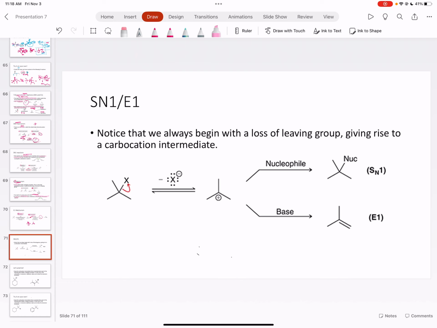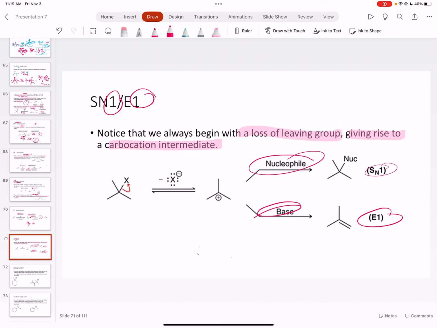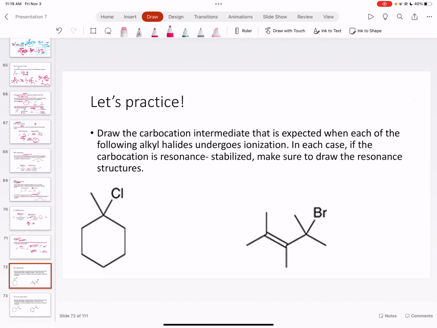So again, SN1, E1, notice that we always begin with a loss of a leaving group, giving rise to a carbocation intermediate. You possibly know that by memory right now. So then again, substitution reactions have to do with nucleophiles. Elimination reactions have to do with base. And since we're doing unimolecular reactions, our first step is going to be a loss of a leaving group. And then our second step is either going to be a nucleophilic attack or a proton transfer.